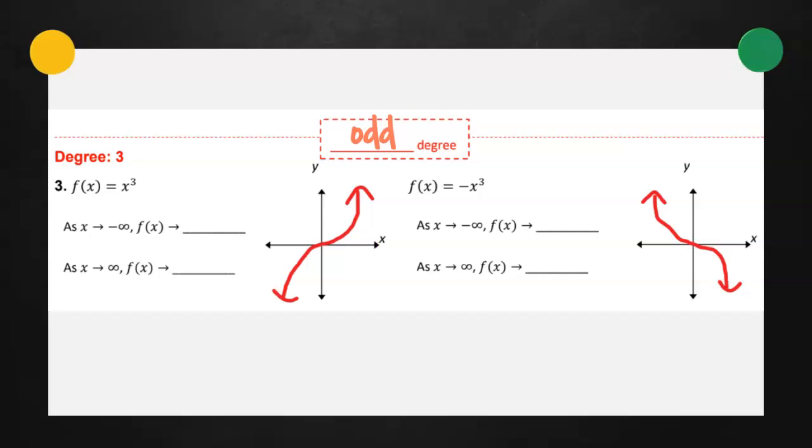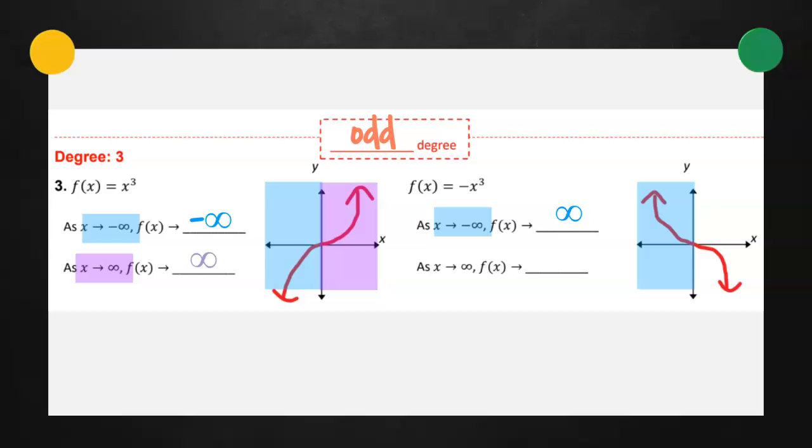The next degree, also an odd degree, same thing: as I look on the left side of my graph, my function is approaching negative infinity, and on the right side of my graph, my function is approaching positive. Now with the negative x cubed, I'm going the other way. As x approaches negative infinity, my function is approaching positive, and on the right side of my graph, my function is approaching negative infinity.